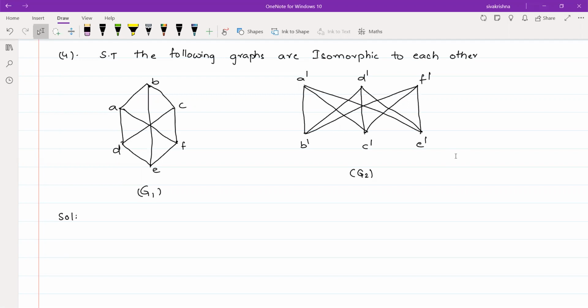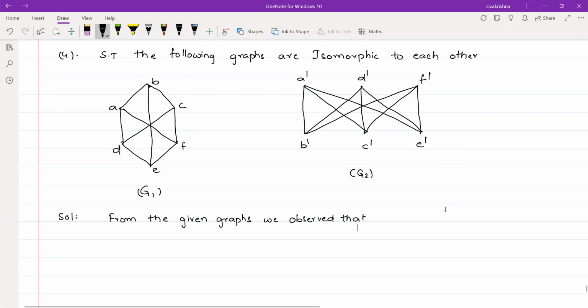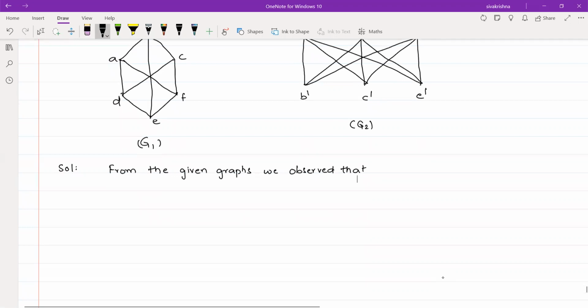So coming to the solution, from the given graphs, we observe that the number of vertices in graph 1 and also in graph 2 are equal. Yes, in graph 1 we are having 6 vertices, whereas in graph 2 also we are having 6 vertices. So the total number of vertices in both the graphs are equal. So that is what I am writing.